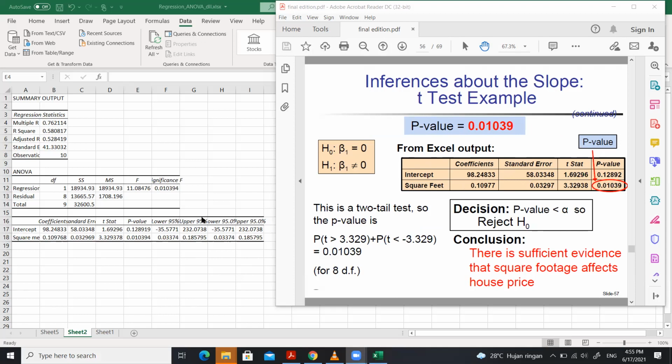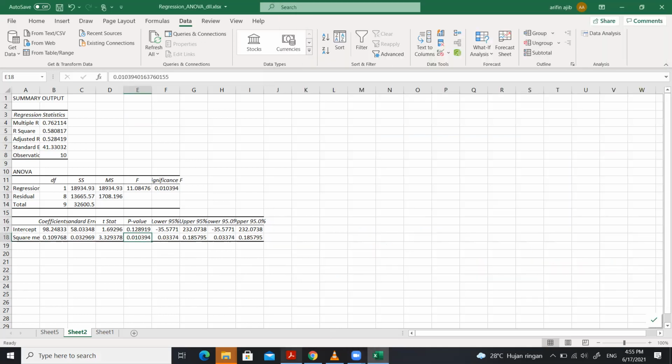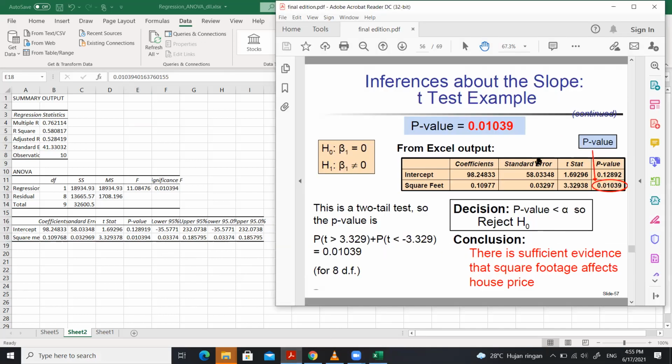You can see from the Excel also we get this one, and the p-value is 0.01. Usually the p-value represents how the error will come out. So in this case, 0.01 means that only 1%, if you use a 95% significance level, is a possible error.